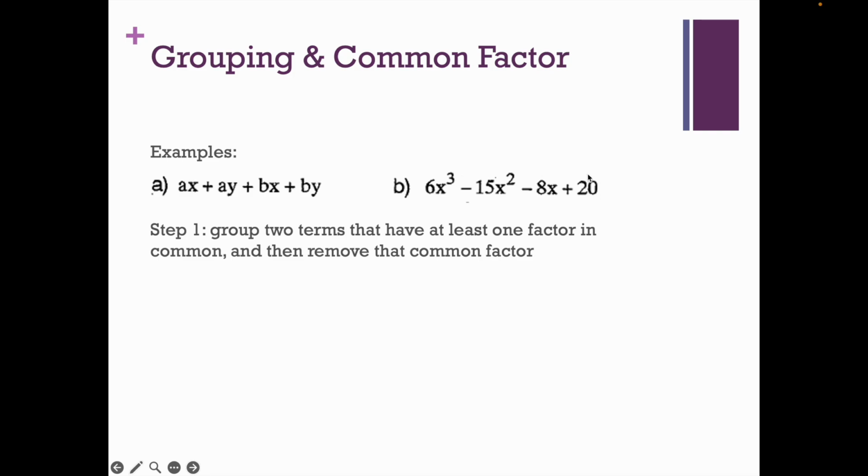What this looks like is if I take out my a, I'm left with the remainder x plus y, and if I take out my b, I am left with the remainder x plus y. And in this case, between the 6 and the negative 15 terms, I have a 3x squared as my GCF, or my common factor, and then dividing both of these by the 3x squared, I'm left with 2x minus 5.